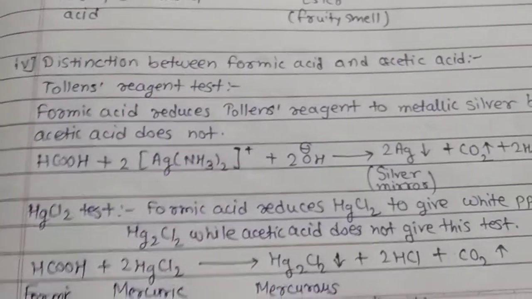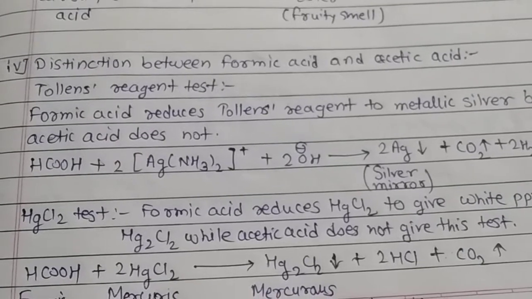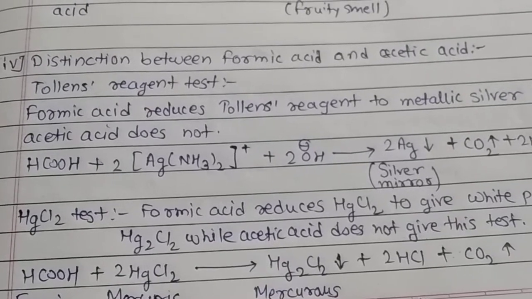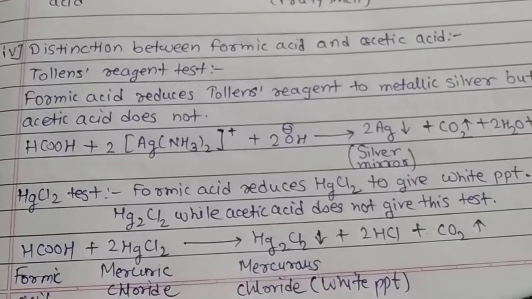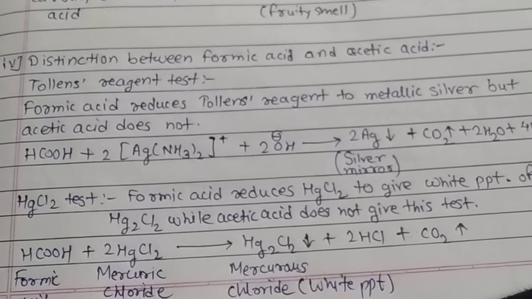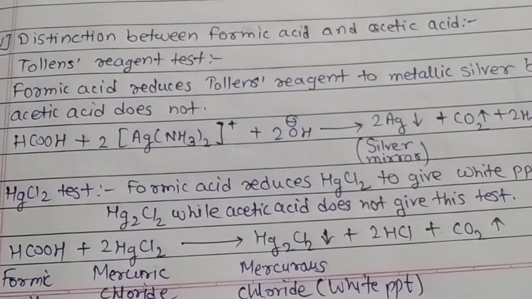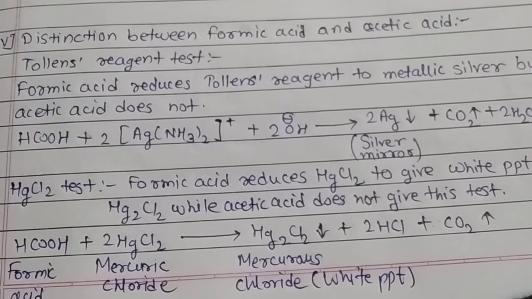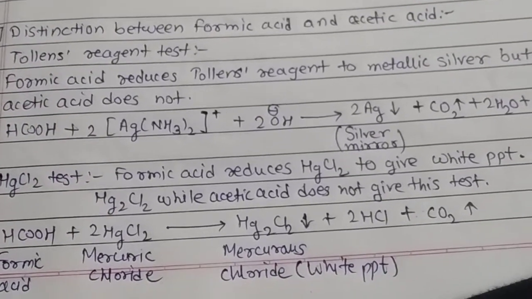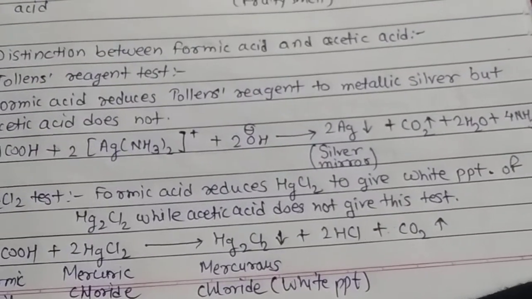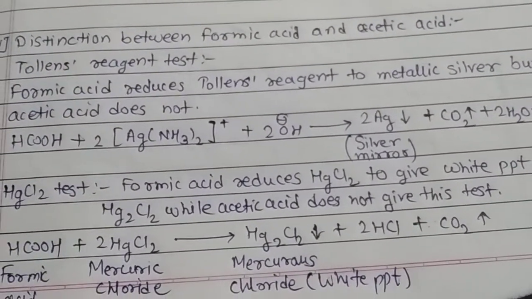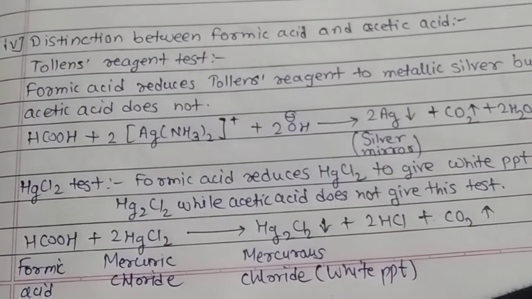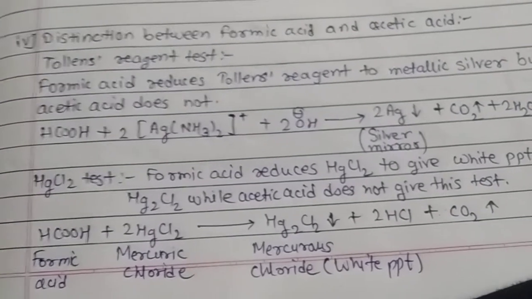Next, the last test for carboxylic acid is the distinction between formic acid and acetic acid. First, Tollens' reagent test. Formic acid reduces Tollens' reagent to metallic silver, but acetic acid does not. The reaction is given: formic acid plus Tollens' reagent plus OH- gives silver mirror Ag, and CO2 gas is evolved, and ammonia and water are the byproducts. So formic acid reacts with Tollens' reagent to give a silver mirror, but acetic acid does not react with Tollens' reagent.